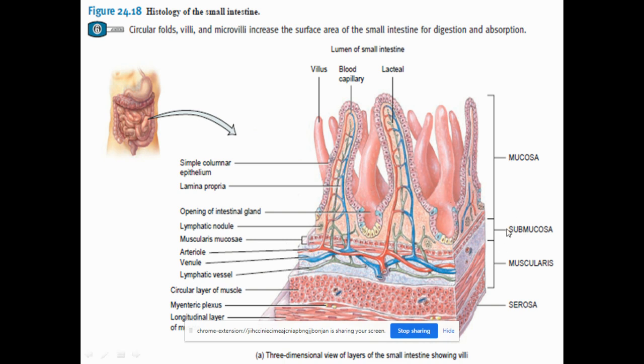The next region is the submucosa. The submucosa of the duodenum contains a very important gland called the duodenal gland. These duodenal glands are otherwise called Brunner's glands. So in the submucosa, this particular region you can see, they contain the duodenal glands. We will see what is the importance of the duodenal glands. The other name for the duodenal gland is Brunner's gland.